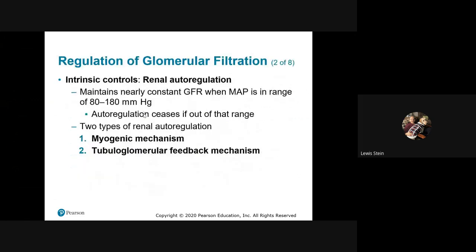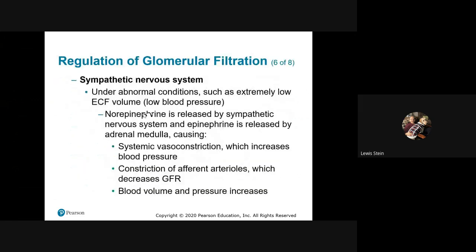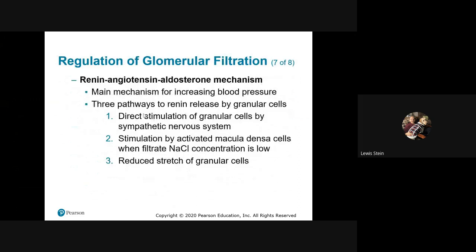That's there. And then they go into all the different kinds of controls. And again, this is more physiology. Very important, wherever you're going, know the renin-angiotensin-aldosterone mechanism. That's certainly going to be part of physiology. That's certainly going to be part of things for you going forward.